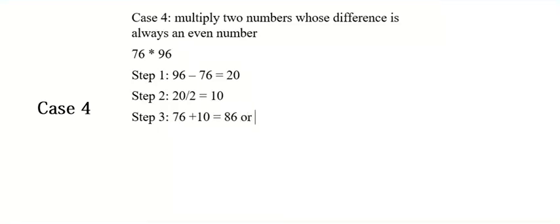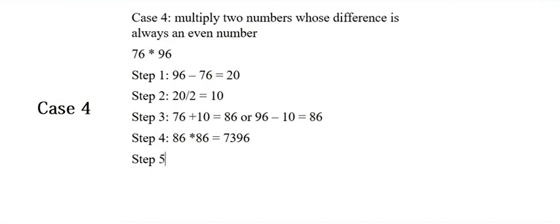Or we will subtract 96 minus 10. That's also equal to how much? That will also be equal to 86. Now let's go to step number 4. Now what does step number 4 say? Now whatever answer I get, 86, I will square the answer. So 86 into 86. What is 86 into 86? 7396. Correct?